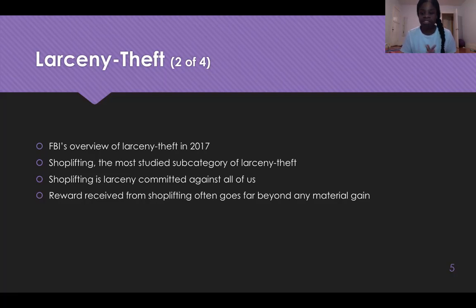Shoplifting, in effect, is larceny committed against all of us. So don't just think that larceny and theft is just an individual's problem, but it affects us. It affects our pockets, our income, what we spend.